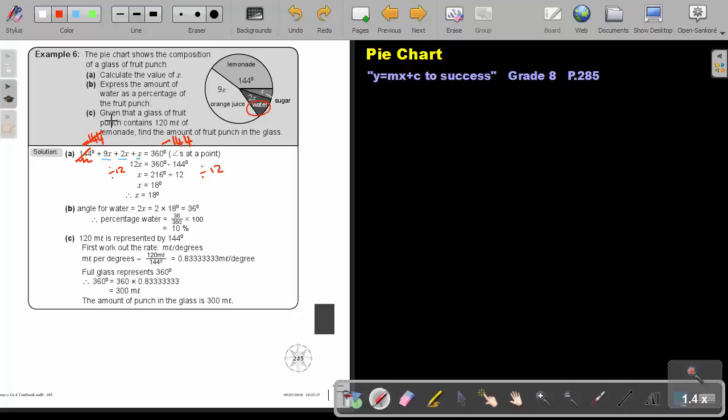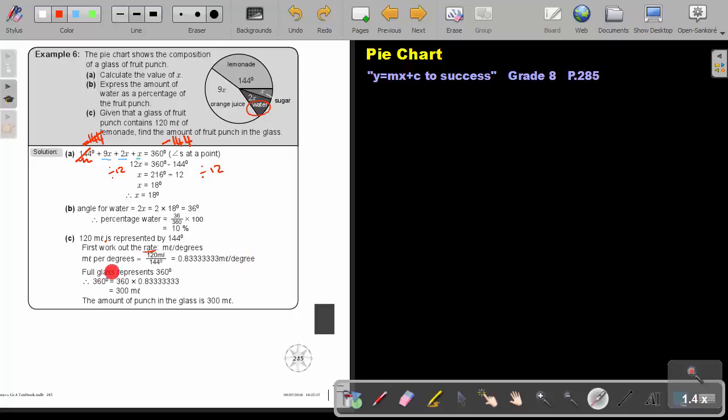Now, the next one. Given that a glass of fruit punch contains 120 milliliters of lemonade, find the amount of fruit punch in the glass. So, I'm first going to form a rate. So, 120 milliliters is represented by 144 degrees. So, work out the rate, the milliliters per degree. So take the milliliters and divide it by the degrees. And I get 0.8333 milliliters per degree.